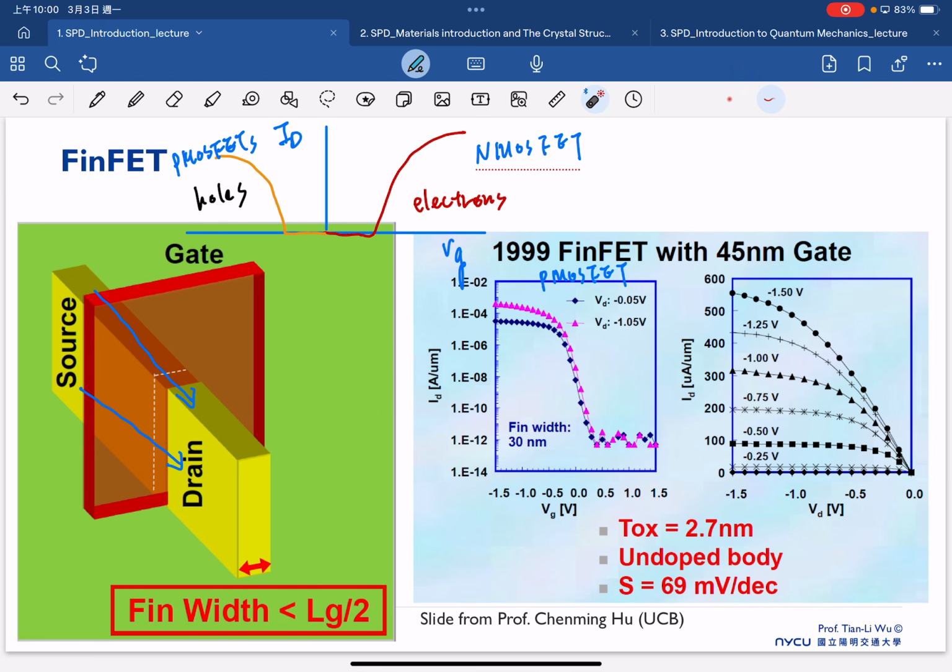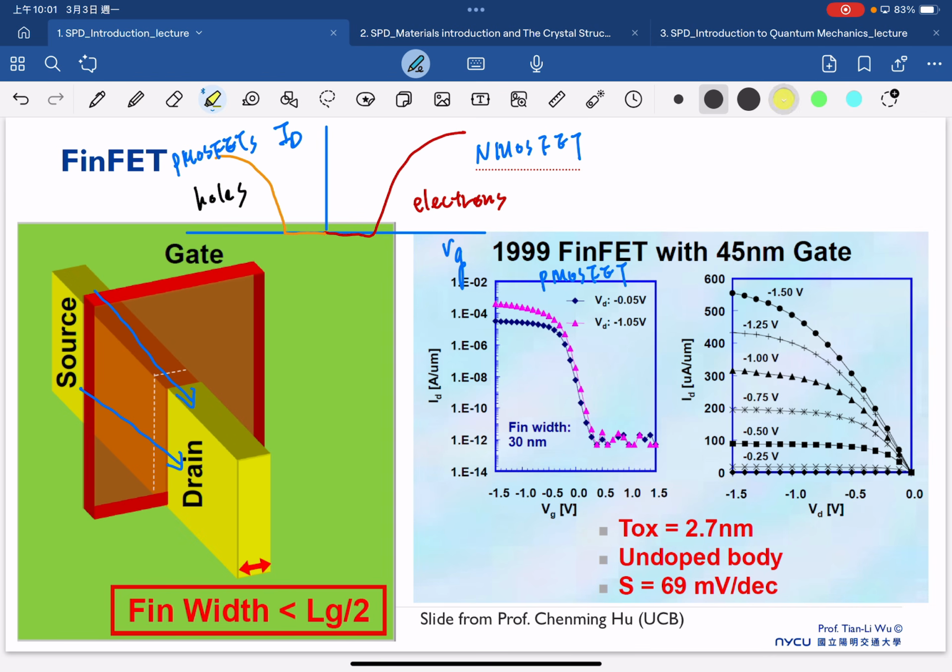But this is just for you to understand why in 1999, the first FinFET paper has a characteristic like this, because the first FinFET was fabricated as a P-type MOSFET here. So now we apply the negative gate bias up to a certain voltage, we start to see the current increase here, and there are some important facts related to this transistor.